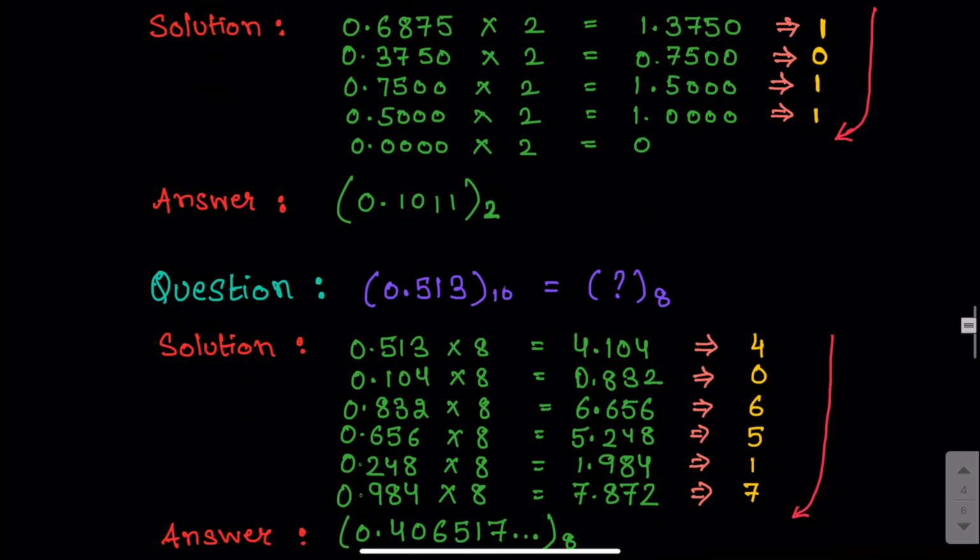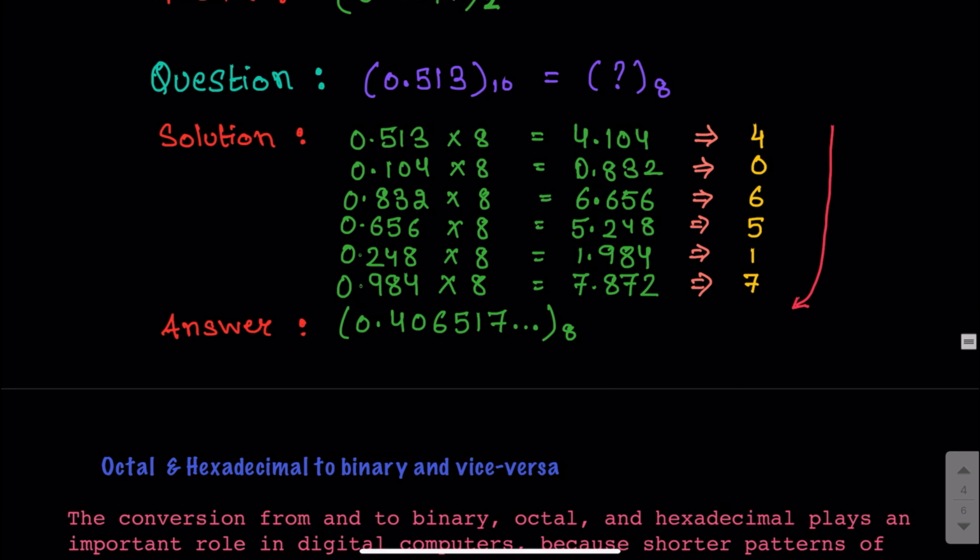Let's see another example. This time we are going for an octal number. So I have a decimal number 0.513, and I want to convert it to octal. So because this is a fractional number, I'll start multiplication instead of division. So I have 0.513 multiplied by 8, I get 4.104. I save 4, carry forward 0.104, multiply by 8, I get 0.832. Keep 0, carry forward the fractional part, and so on. I repeat this process.